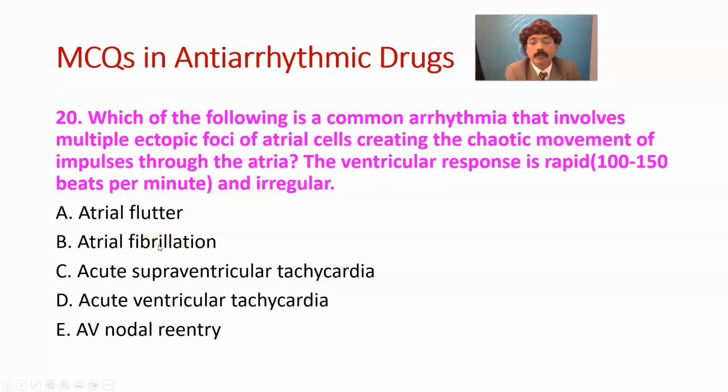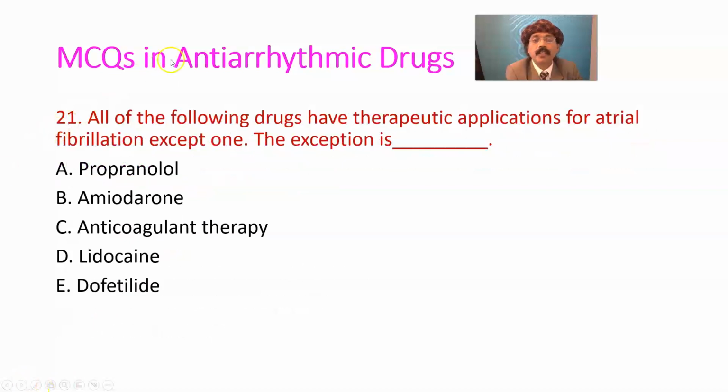Atrial fibrillation. Number 20. Okay. Number 21. Which of the following drugs have therapeutic application for atrial fibrillation except one? So, management of atrial fibrillation sometimes needs multiple drugs. One drug is not sufficient. What are the drugs that may be useful? We have multiple choices to initiate the antiarrhythmic treatment, multiple choices of drugs to treat atrial fibrillation. So, which of them is not used to manage atrial fibrillation?